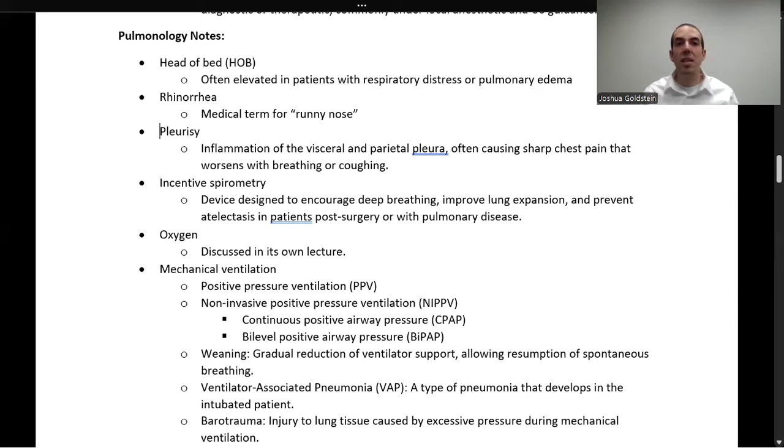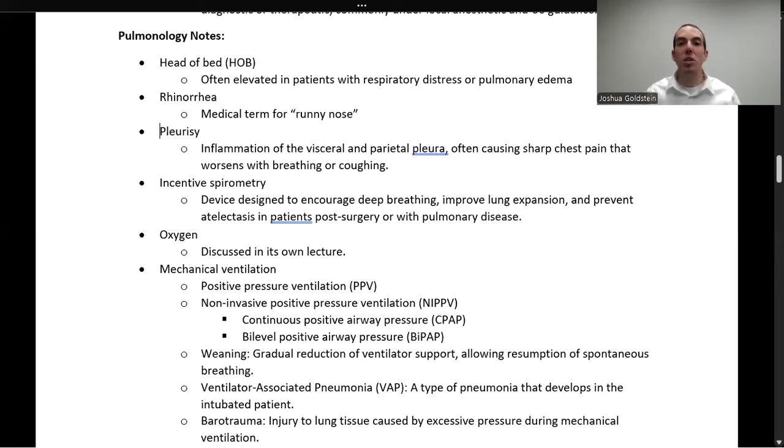Head of bed, or HOB, is a common terminology in respiratory patients, and this is where we have the patient's bed, instead of being flat, we could have it 30 degrees, 45 degrees. I'm not doing it very well, but 90 degrees, etc. Head of bed is where we elevate the head of the bed in a respiratory patient. And for nursing exams, you're often going to see what would be an appropriate intervention for a patient in respiratory distress, and it's to say elevate the head of the bed. Rhinorrhea is just a medical term for a runny nose. Just thought that's something you should know.